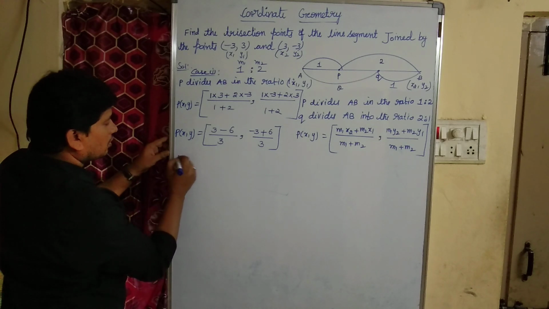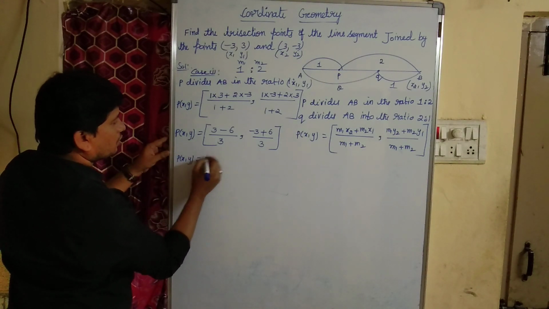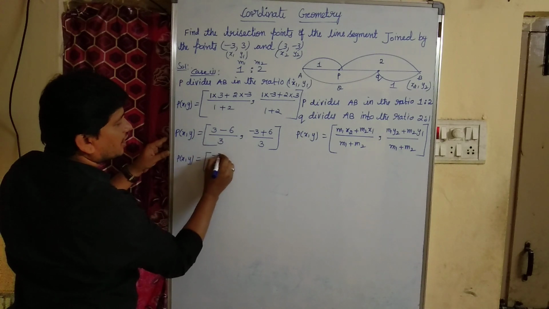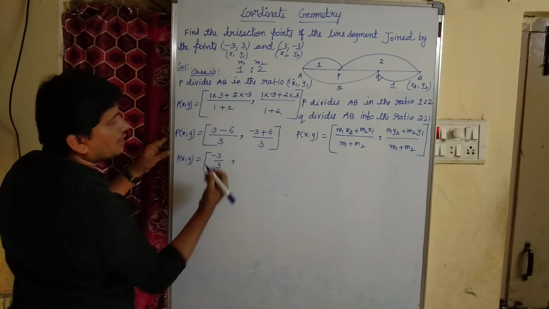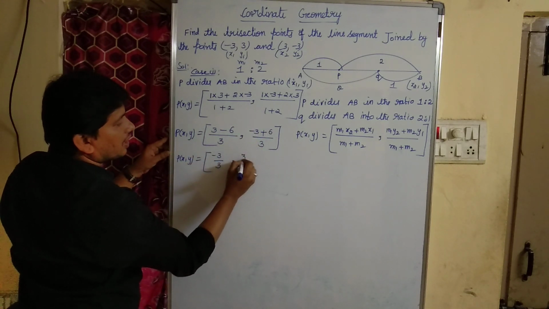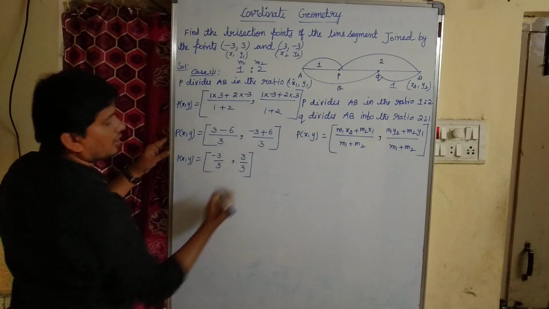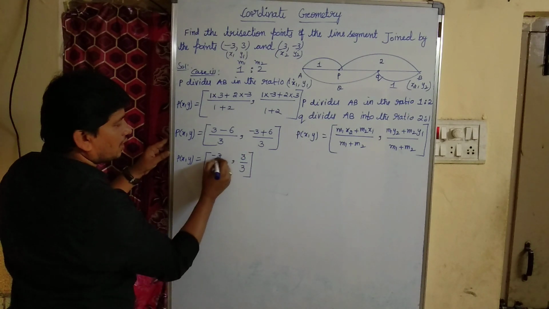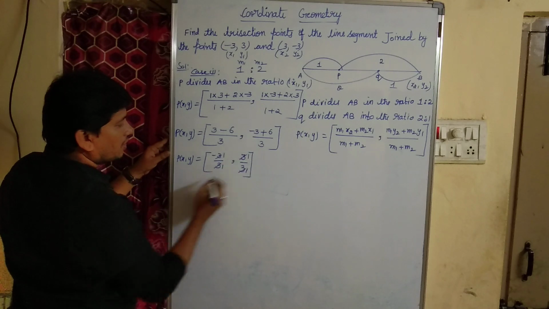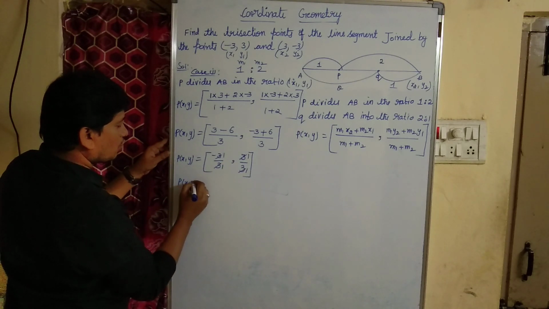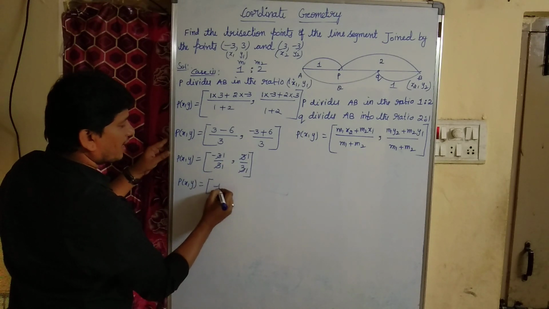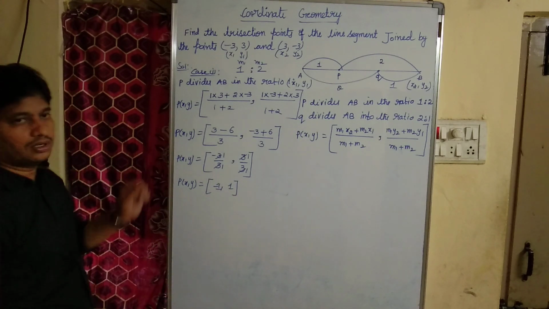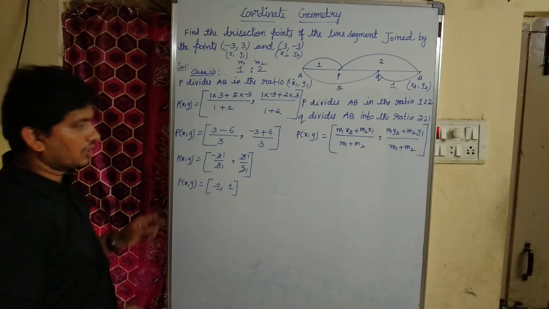Therefore P of x comma y equal to (3 minus 6), that is minus 3 divided by 3, and (6 minus 3), that is 3 divided by 3. So what are the coordinates of P? That is equal to -1 comma 1. Right? -1 comma 1. Now case 1 is over.